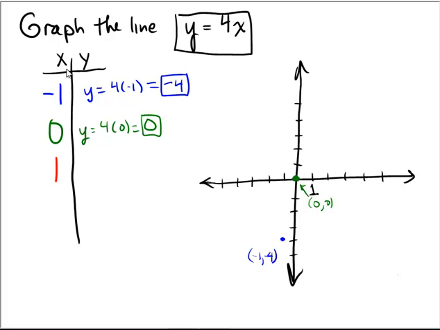Finally, if we let x equal 1, then you can see that y is equal to 4 times 1, and 4 times 1 is just 4. So in the graph, that would mean we would move 1 to the right, and 1, 2, 3, 4 upwards. 1, 4. So these 3 points, when connected, would go through -1, -4, 0, 0, and then 1, 4. And that's the graph of this particular line.